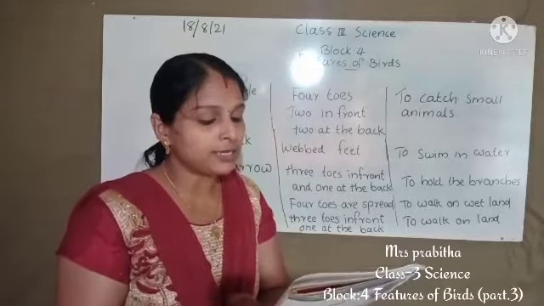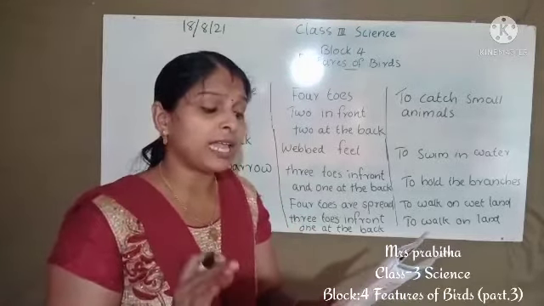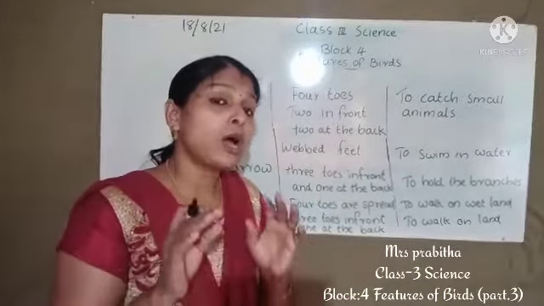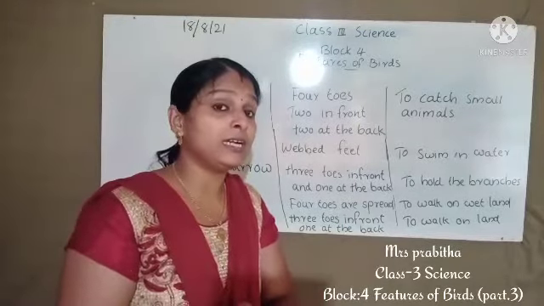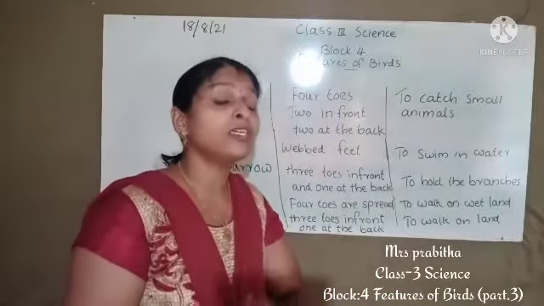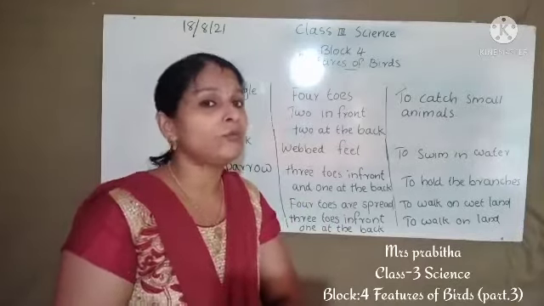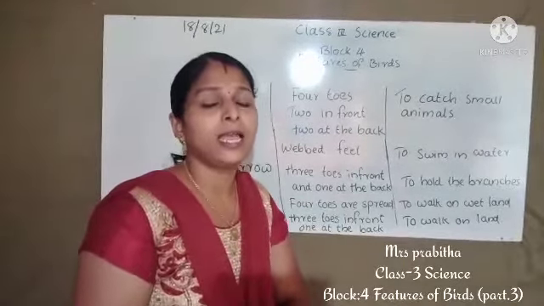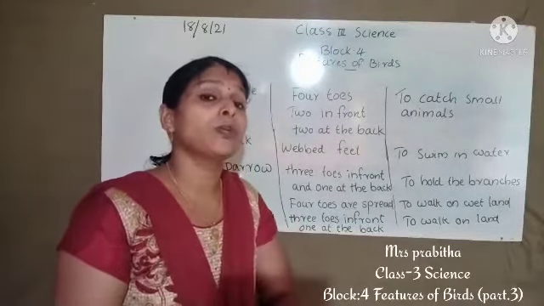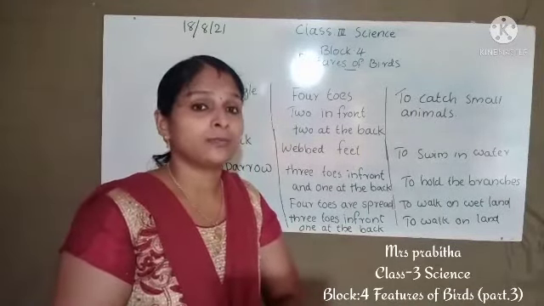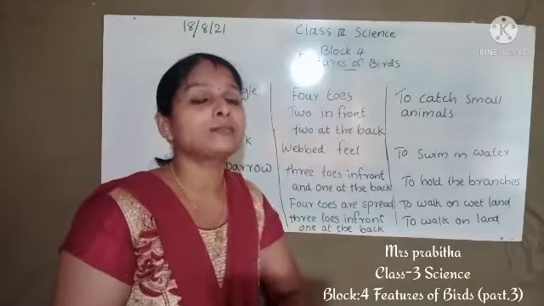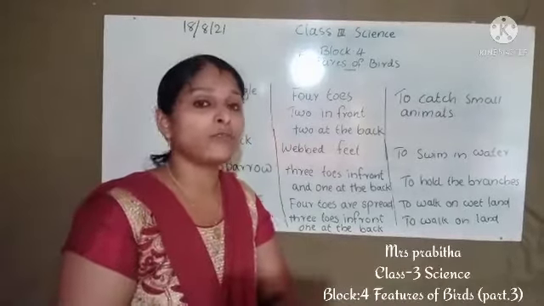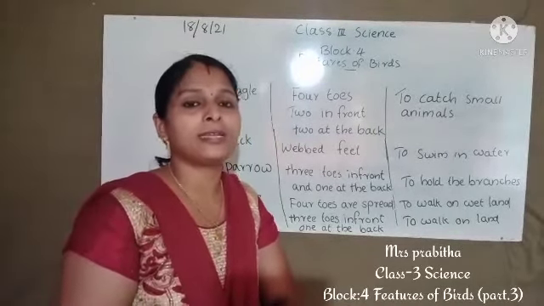Okay. Next question is, how do an eagle's feet help it to catch small animals? Eagles have 4 toes with sharp claws on their feet. It helps them to catch small animals or tear the flesh of animals. This is the way you can write the answer.